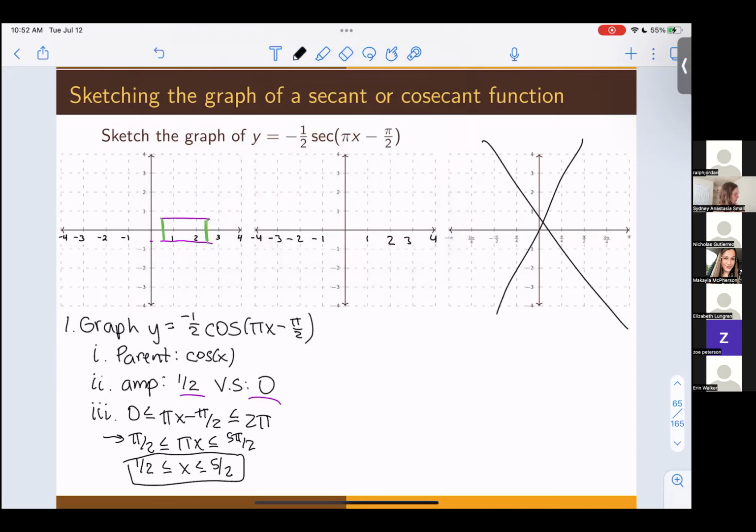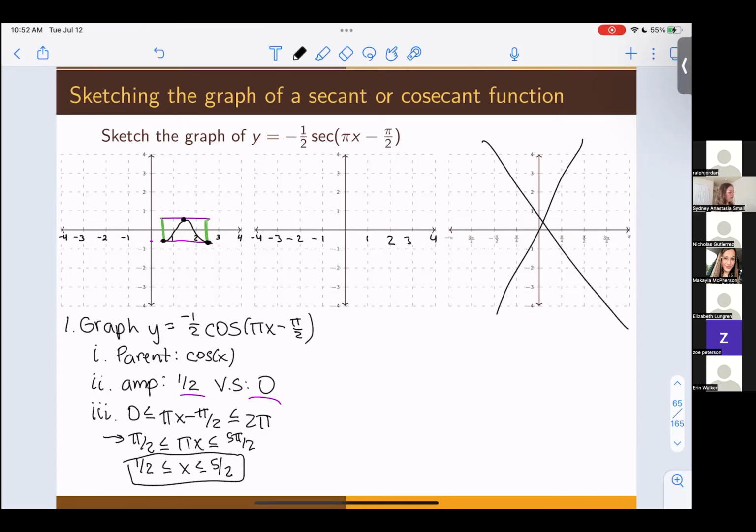However, we know that while the normal parent of cosine looks like this in the principal interval, we have to flip it upside down because we have a negative 1/2 in front. So we know that we're going to have these 2 points here at the bottom corner. Halfway through at 3 halves, we're going to hit here, and it's going to look something like this. Cool, that's all we need to know.